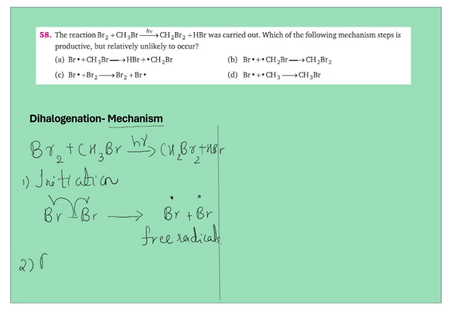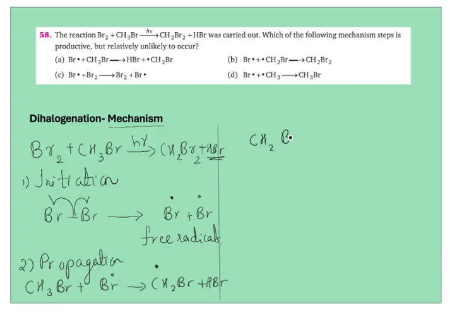What is the second step? The second step is propagation. That will give our product, that is dibromomethane, in larger quantity. So let's see. What is the other reactant we have here? Methyl bromide. That will react with the bromine free radical to form one more carbon free radical. Here, this is the one. And what happens to the other hydrogen? The hydrogen goes with the bromine and it will form HBr. So that is how hydrogen bromide is formed in the reaction.